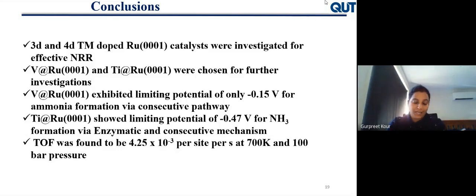And we found that vanadium doped ruthenium 001 showed excellent performance with a quite low negative limiting potential of minus 0.15 volt for the ammonia formation following the consecutive pathway. And the titanium doped ruthenium 001 also showed a limiting potential of minus 0.47 volt for the ammonia formation by both enzymatic and consecutive mechanisms. And in the last, the turnover frequency was found to be 4.25 times 10 raised to the power minus 3 per site per second at 700 Kelvin and 100 bar pressure.